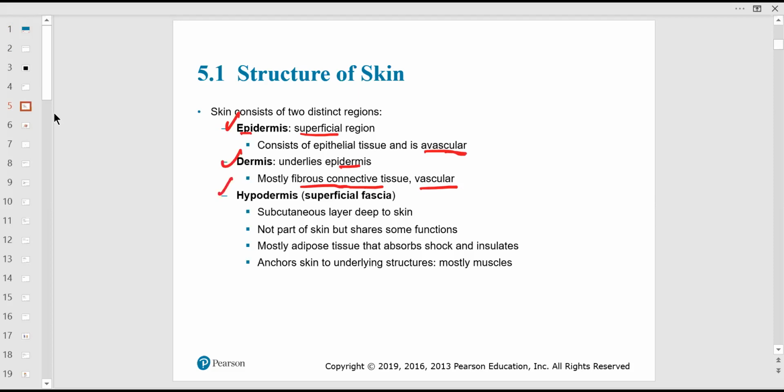Hypodermis, they call it superficial fascia too. It's connective tissue. It's connecting things, I guess. This is a good connection too. Fascia connects things like muscle to muscle, or other connective tissues to other connective tissues. And they also call it the subcutaneous or the sub-Q.